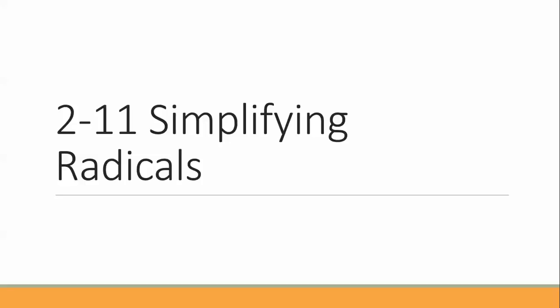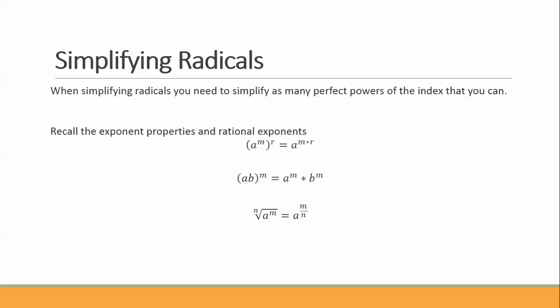We're going to talk about simplifying radicals. When simplifying radicals, you need to simplify as many perfect powers of the index that you can. So, just a couple quick things to recall for exponent properties. In exponent to exponent, we would multiply. If we have two together, a times b to a power, that's the same as a to that power times b to that power.